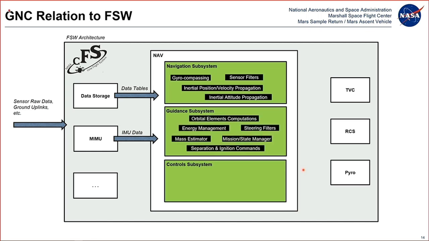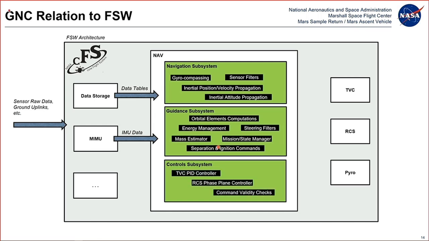The guidance subsystem is just another component of the entire GNC architecture. And this one, the guidance, is responsible, for example, for computing orbital elements to be used in our algorithms. Energy management, again, is one of the algorithms that we're running in the guidance subsystem. We have steering filters to make sure we're not throwing huge step functions to controls, TVC. We've got a mass estimator. We have a mission manager to determine what is enabled and what is disabled and what our attitude is at a specific phase of flight. And then we're also responsible for reporting out separation and ignition commands.